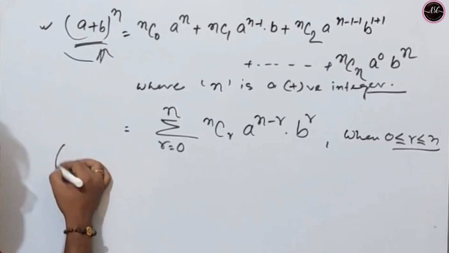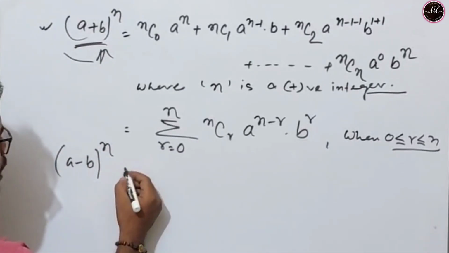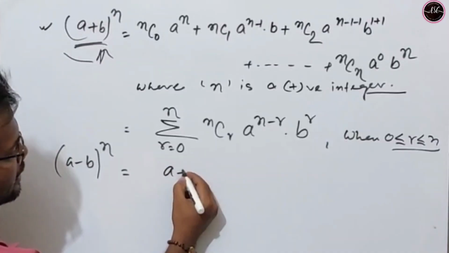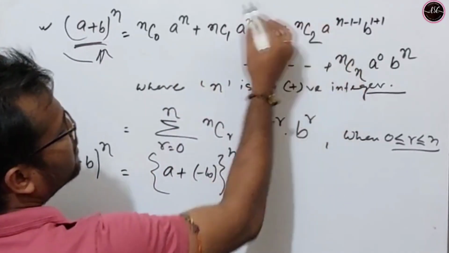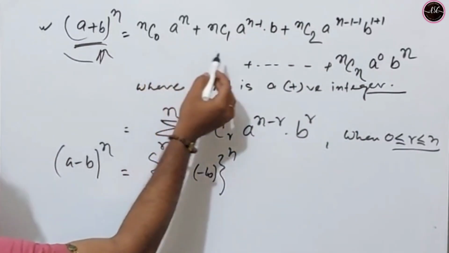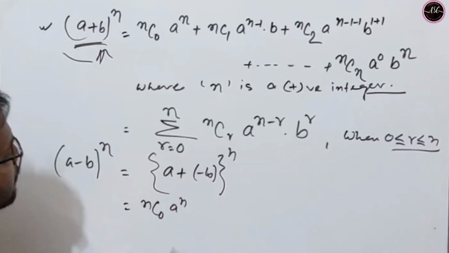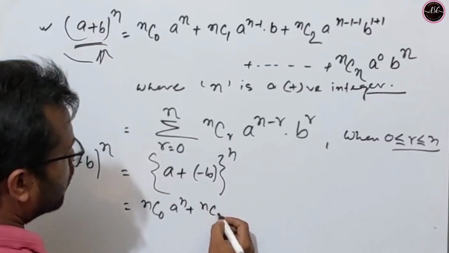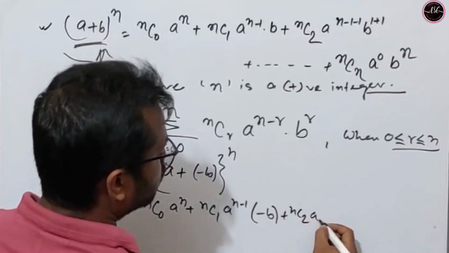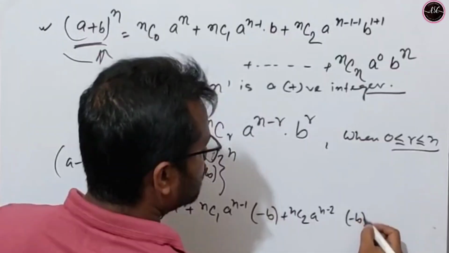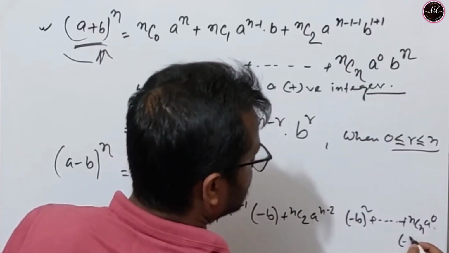If there is a minus b to the power n, what will be the expression? This is also simple. Just here we can write this as a plus minus b to the power n. In this place, just put the value of b as minus b. So we get NC0 a to the power n plus NC1 a to the power n minus 1 into minus b plus NC2 a to the power n minus 2 minus b square plus dot dot dot NCN a to the power 0 minus b to the power n.